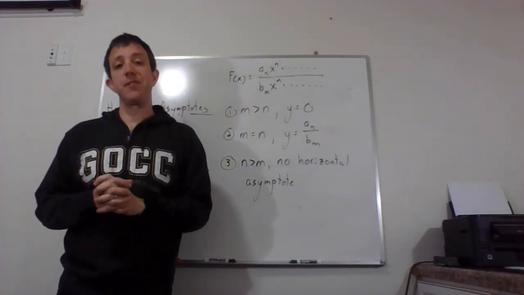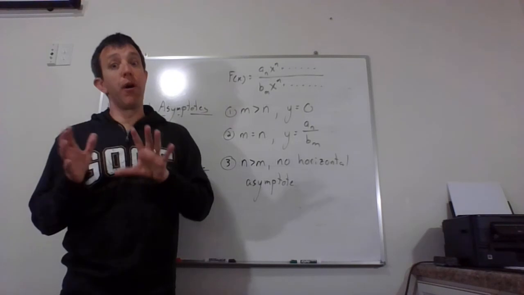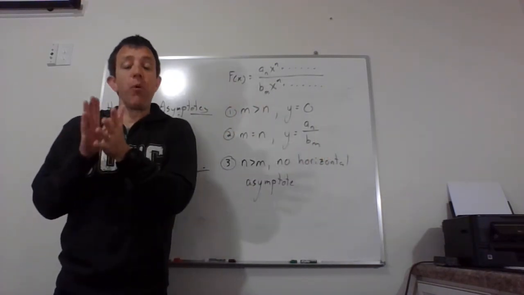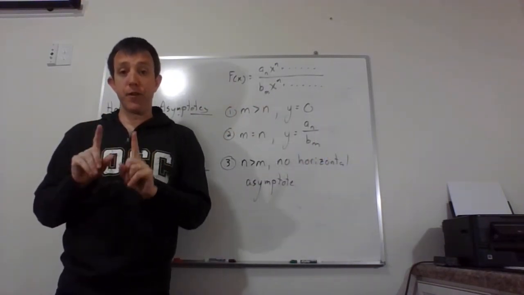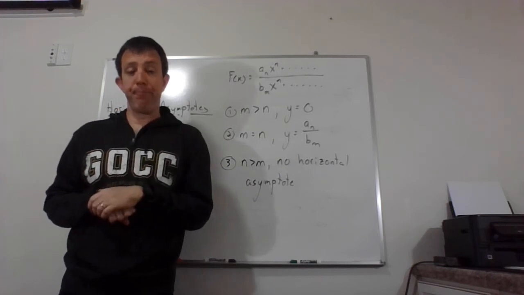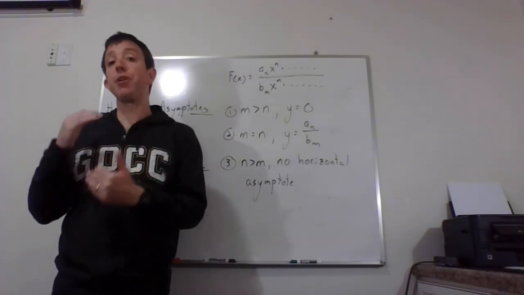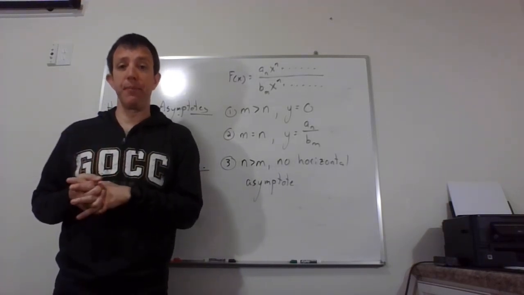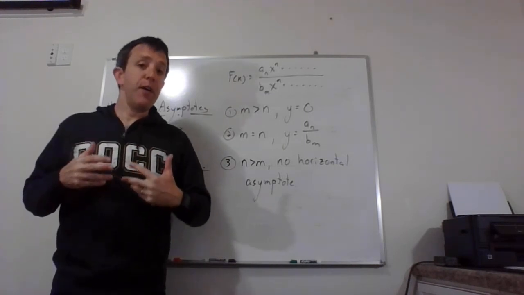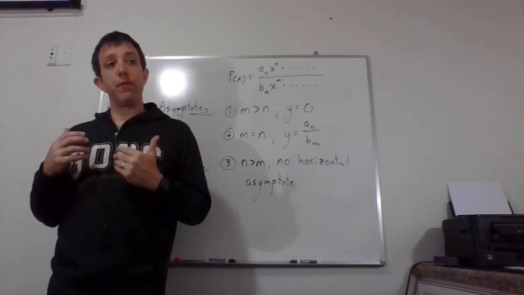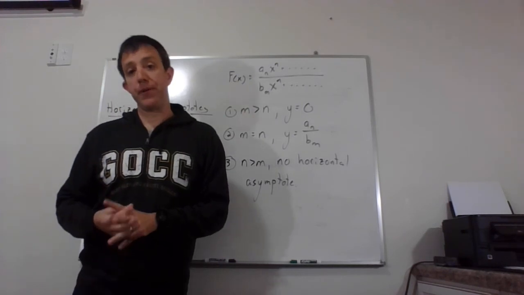We have polynomials. The reason I didn't include all that other stuff is because the only part of this that matters is the first term for the top and the bottom. Okay, so what we're going to do is compare the powers on the top and the bottom, because bigger powers grow faster than smaller powers.